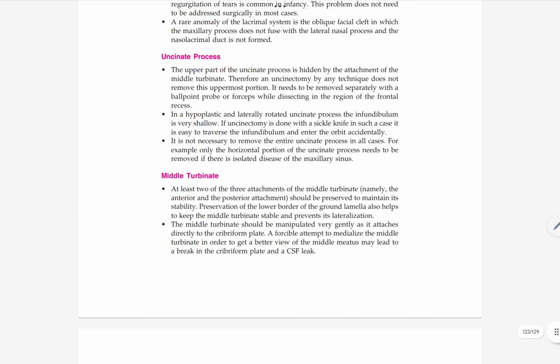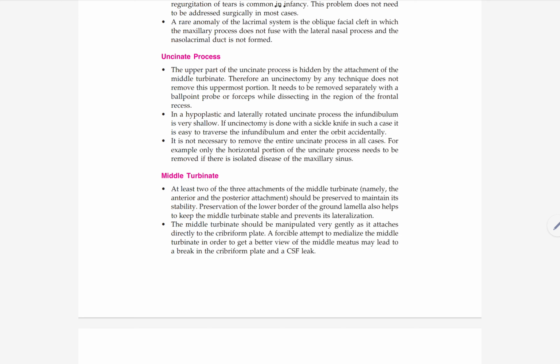The uncinate process. The upper part of the uncinate process is hidden by the attachment of the middle turbinate. Therefore, an uncinectomy by any technique does not remove the uppermost portion. It needs to be removed separately with a ball probe or forceps while dissecting in the region of the frontal recess. In a hypoplastic and laterally rotated uncinate process, the infundibulum is very shallow.